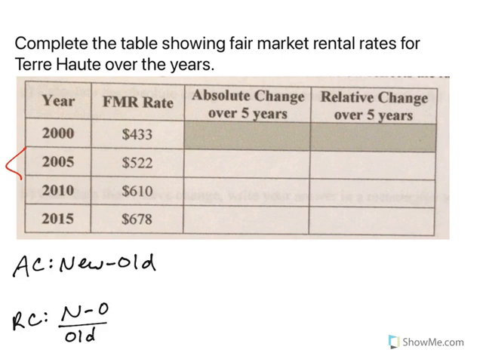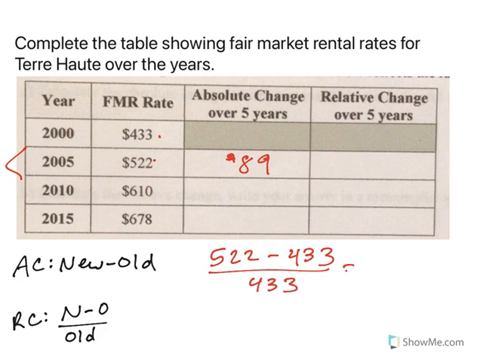So for 2005, the new value would be 522, and the old is the previous 5-year, which is 433. So that makes my absolute change $89. And then we divide by the old, which is 433, so 89 divided by 433, and that gives me a relative change of 0.206. All right, do the next two.